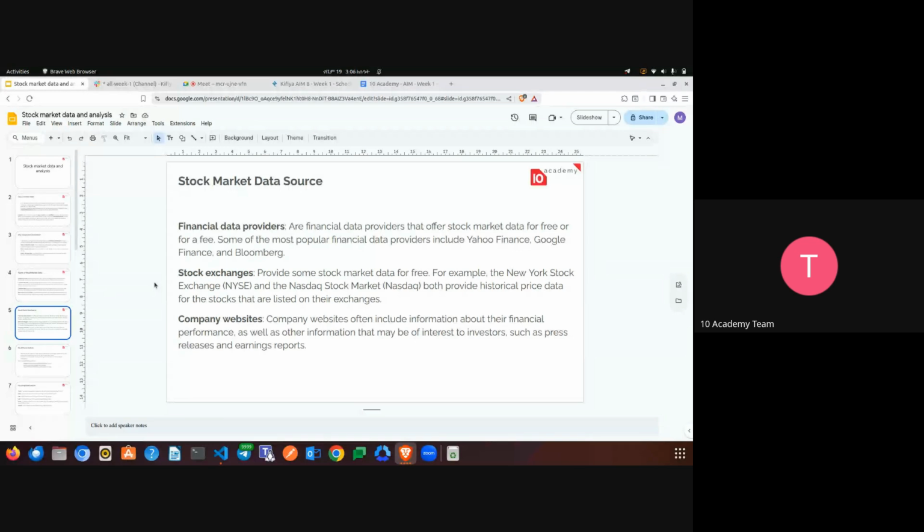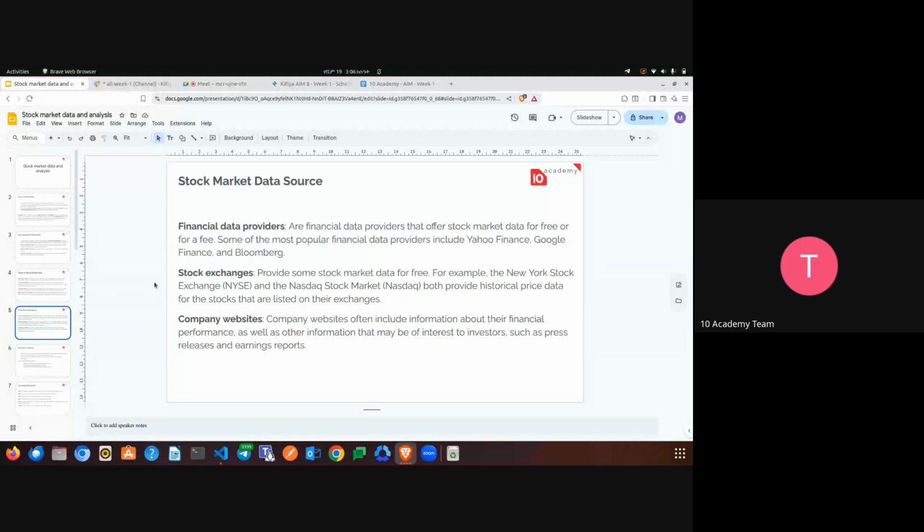And the other source is the company website. Company websites also include some information about their financial performance, as well as information that might be of interest to investors, like press releases and earnings reports.